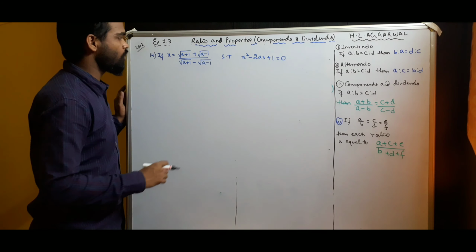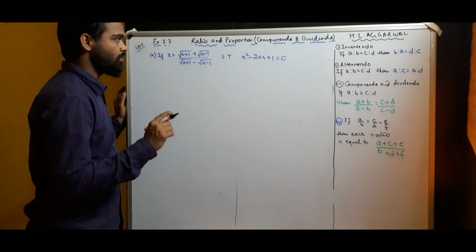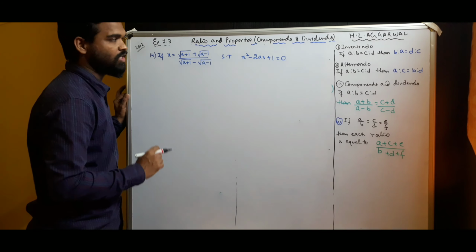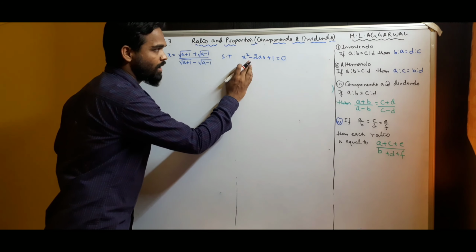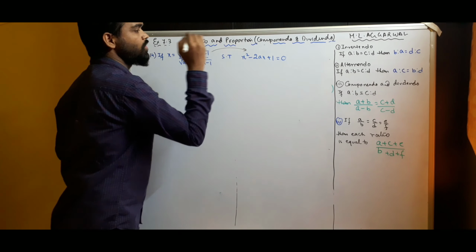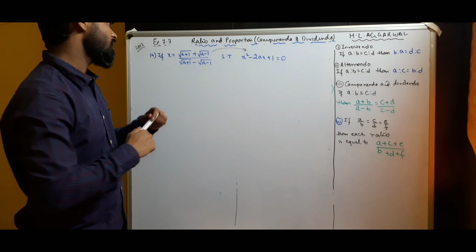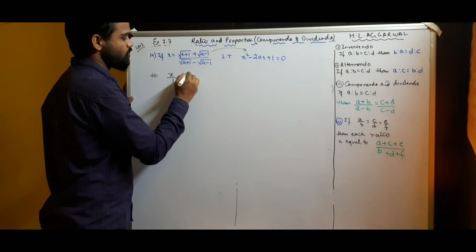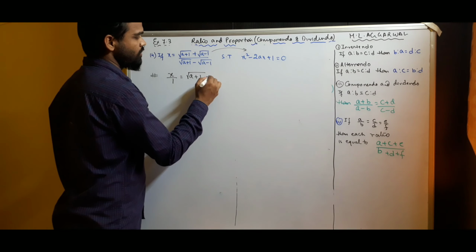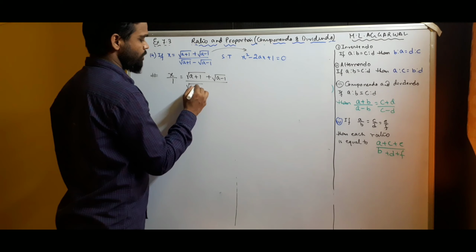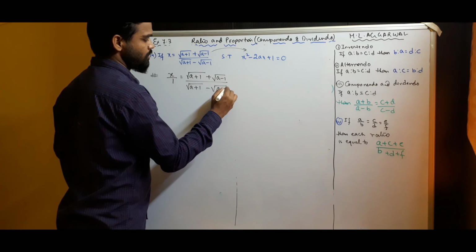If x equals (√(a + 1) + √(a − 1))/(√(a + 1) − √(a − 1)), show that x² − 2ax + 1 equals 0. Which means from here we need to go there. What do we do? Simple. Take what is given to us. x by 1 equals (√(a + 1) + √(a − 1))/(√(a + 1) − √(a − 1)), this is given.